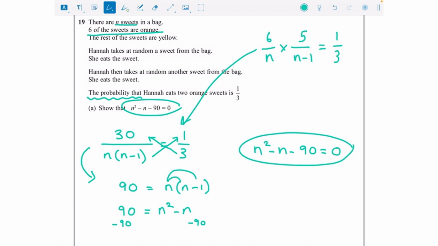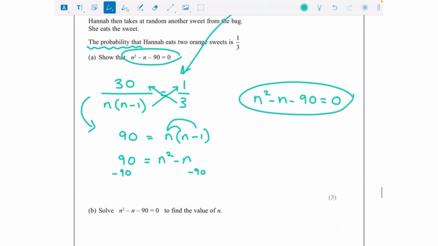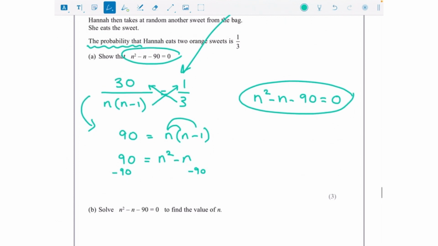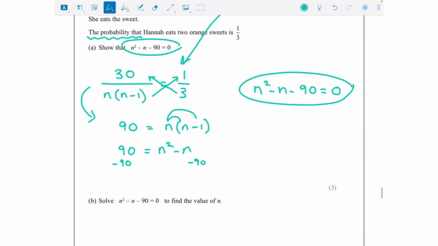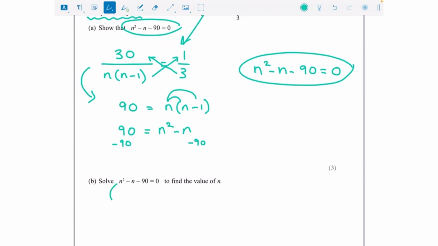Now part B asks me to then solve it to find the value of n. So this is a quadratic. We're actually going to solve it by factorising. This is a non-calculator paper. So to factorise this, I'm going to put it into 2 brackets. And we need 2 numbers that multiply to make minus 90, and add to make minus 1, because remember n on its own is just 1n. So that's going to be 10 and 9. So I'm going to do n minus 10, n plus 9. That equals 0. And so we've got 2 solutions, either n equals 10 or n equals minus 9.